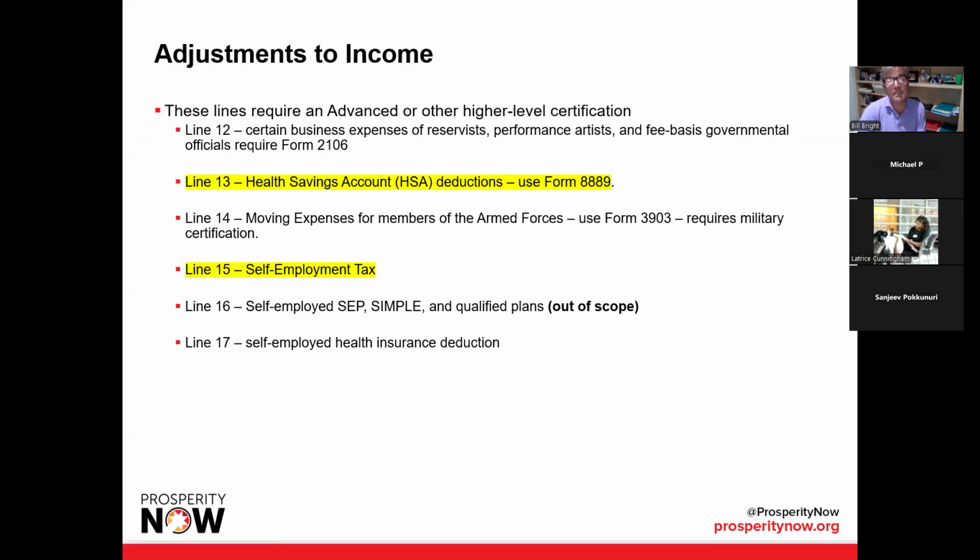There'll be some other adjustments. Again, only highlighting lines 13 and 15. Those are the ones that we generally see. Lines 12 and 14 require military, and we don't really see any of that. Line 16 is out of scope. And 17 in theory isn't, but again, our people that are self-employed are not buying health insurance or paying for it on their own.